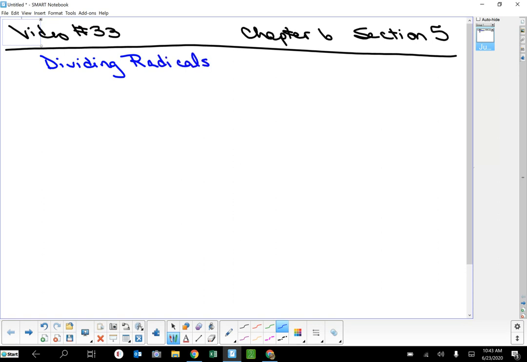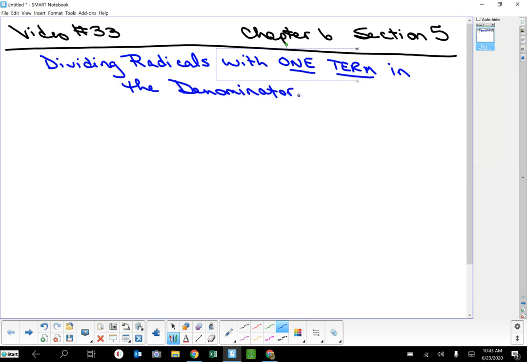So 33 is this one, dividing radicals with one term in the denominator. And video 34 is going to be dividing radicals with two terms in the denominator. So you're going to handle these very separately. And so I separated them out into two different homework assignments for you. So you can focus on one type, and then we'll combine them together when we do a quiz or your chapter test, whichever.